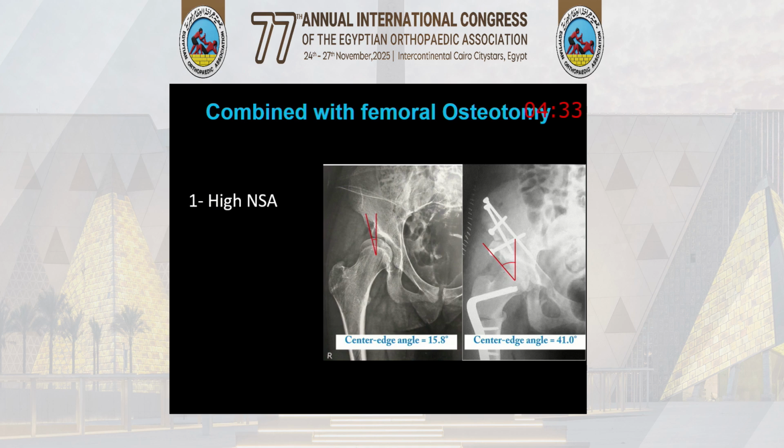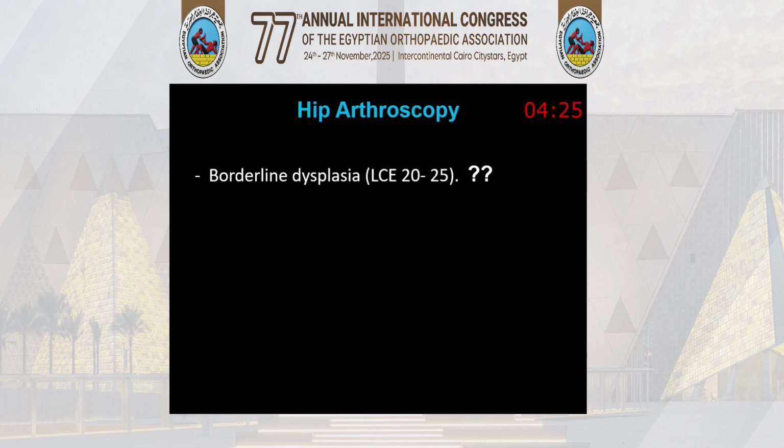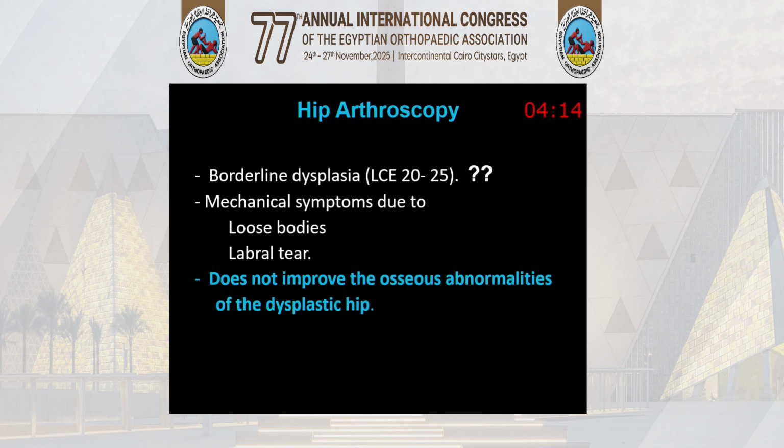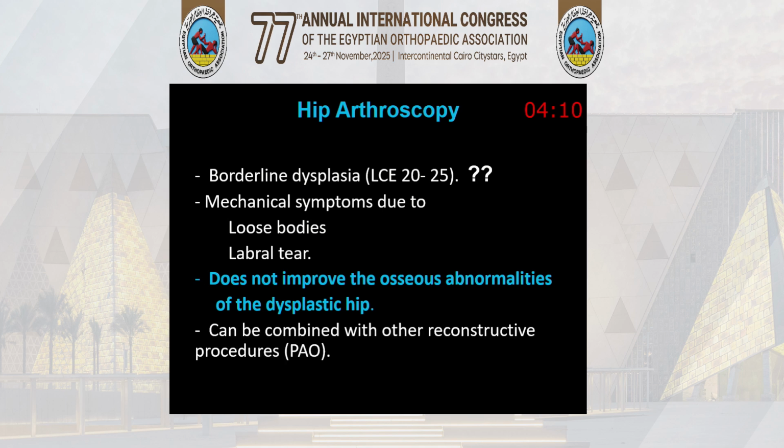It can be combined with femoral osteotomy if we have a high neck shaft angle or if we have femoral anteversion. Hip arthroscopy can be used in borderline dysplasia, however, its role is still debatable. It is also used if there are mechanical symptoms caused by labral tears or loose bodies, however, it does not improve the underlying osseous abnormality. Also, it can be combined with periacetabular osteotomy.